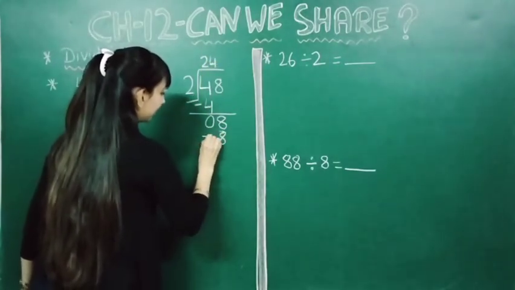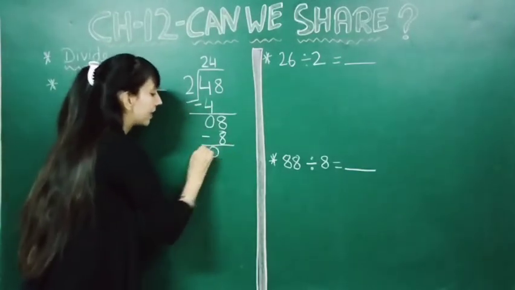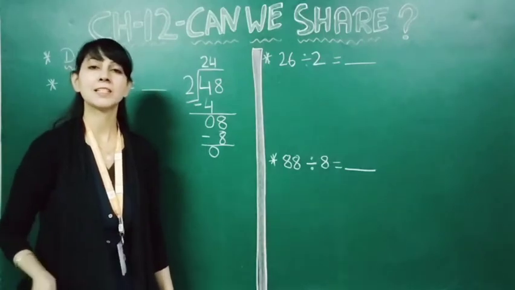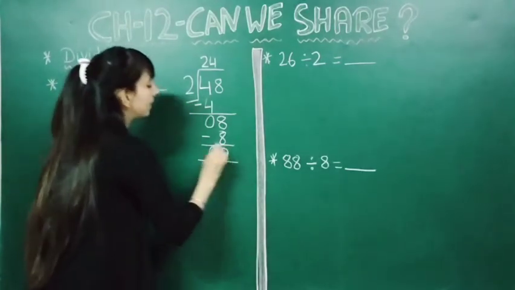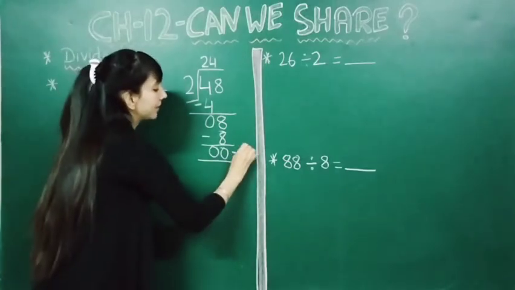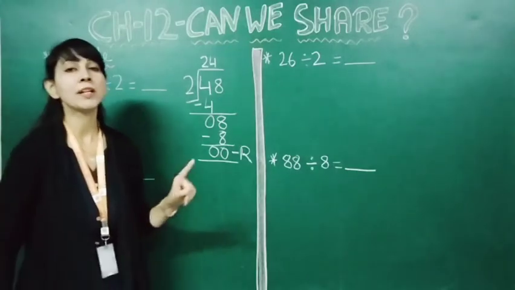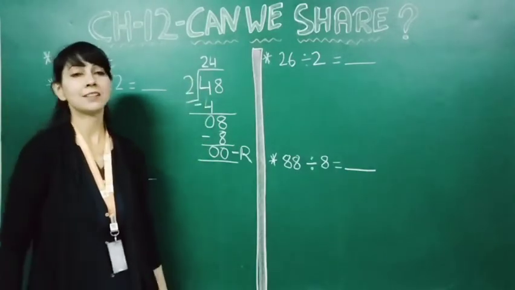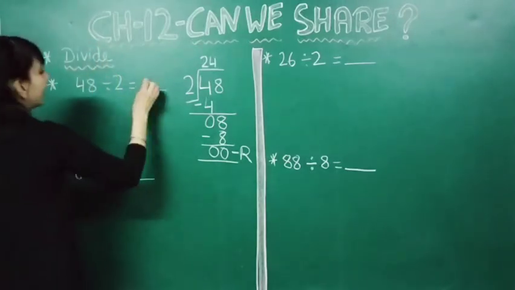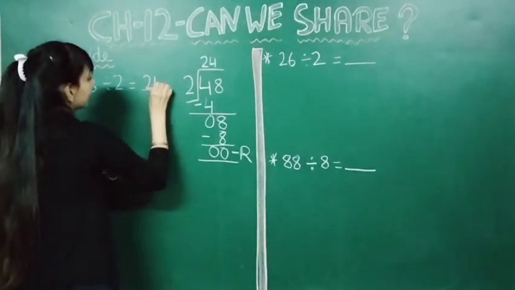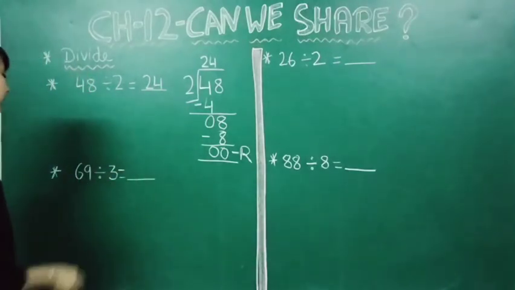Okay. Now here as it is 0 will come. Now 8 minus 8, yes, you will get 0 only. The number left over is called remainder. Yes. Now the answer obtained is called quotient, that you can see this 24. So here it will come 24. Okay. Now let's do another one.